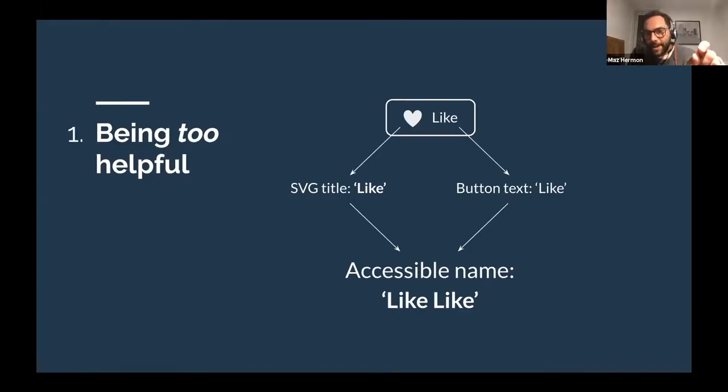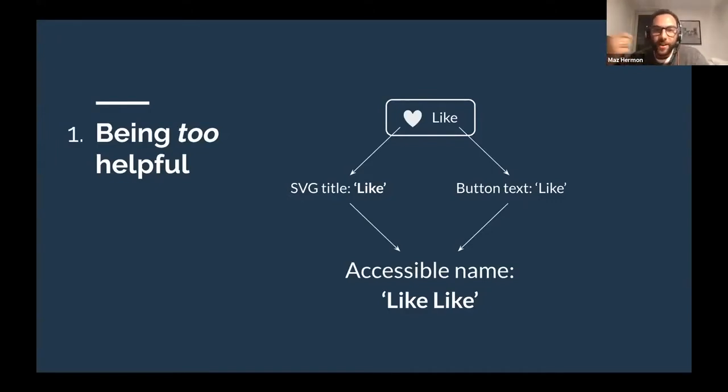So you've got the heart there, and you've also got the word like. And so by the time you've got both those things, if you did be too helpful in this case, label the SVG when the text was already there right next to it, you can end up having a button that's called like instead of just like. And as you sort of first use the screen reader, sometimes you might think, oh, I didn't realize that this is unexpectedly awful. But little things like that can trip you up.